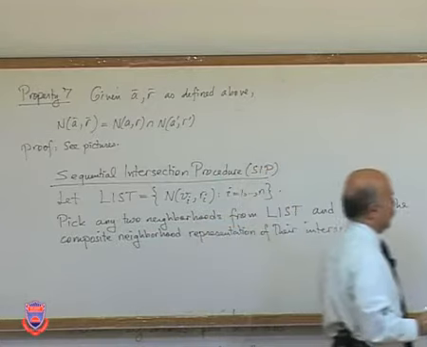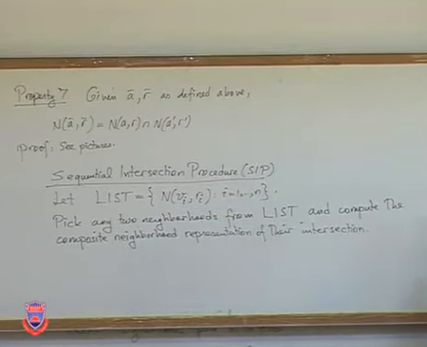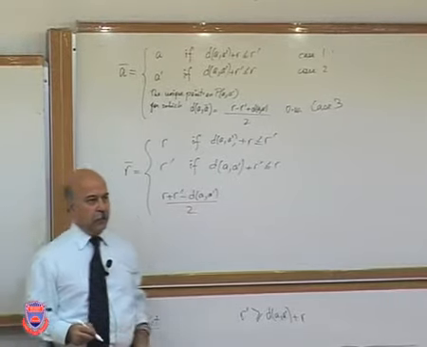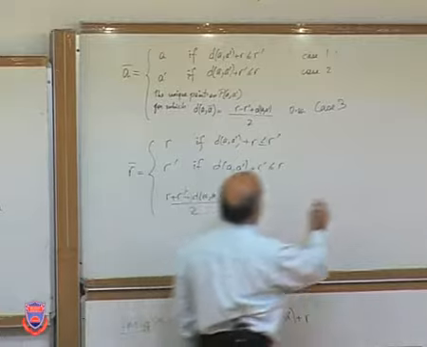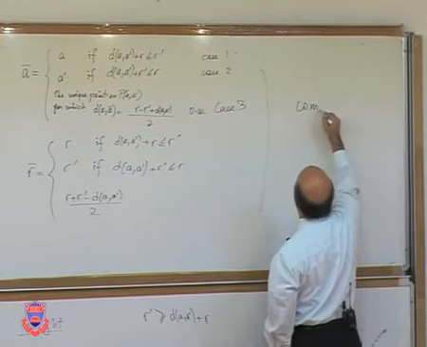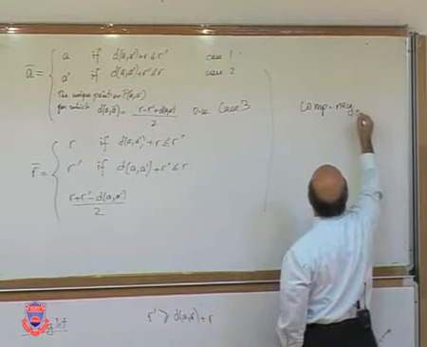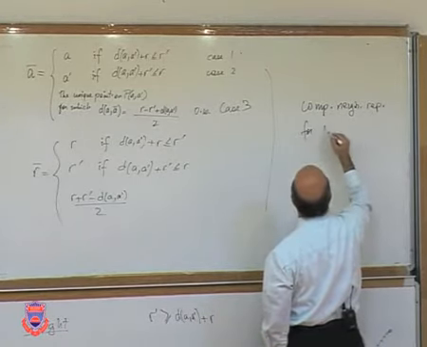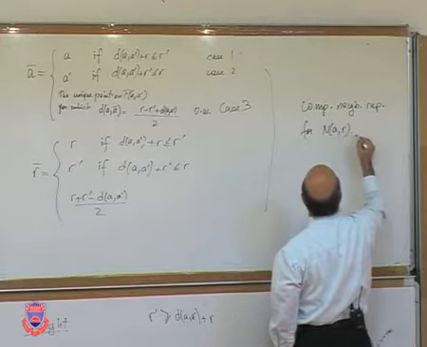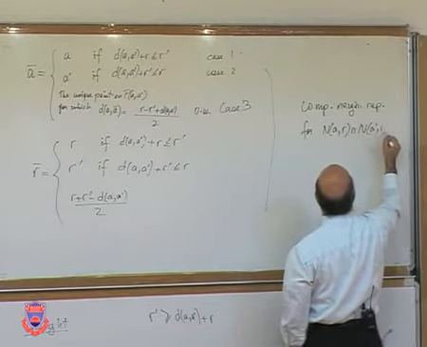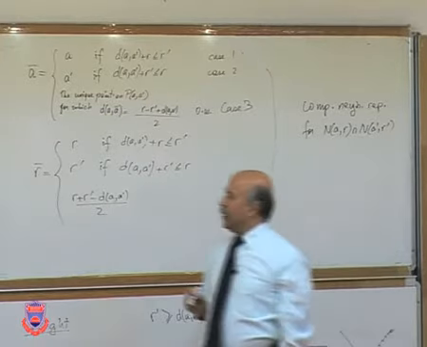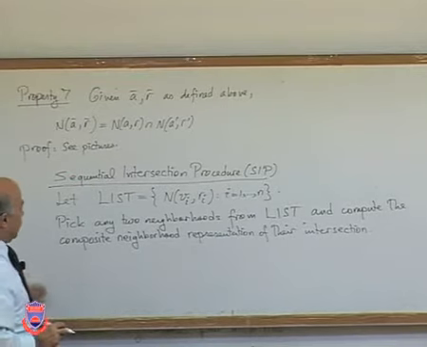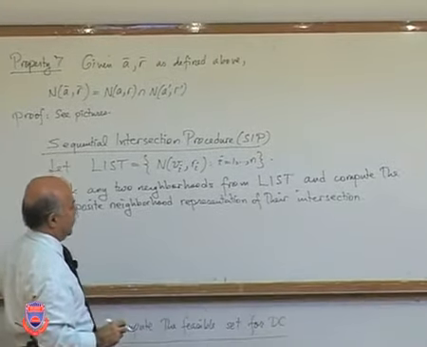What's the composite neighborhood representation? It's what we have done over here in computing A bar and R bar. Just take a note of that. So this is, in fact, the composite neighborhood representation for the intersection of two neighborhoods. Okay? All right. So pick any two neighborhoods from the list and compute the composite neighborhood representation of their intersection.